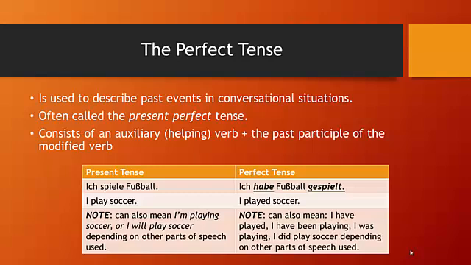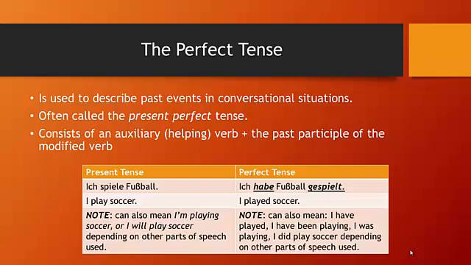Let's look at an example here. Ich spiele Fußball, for instance, being a present tense statement on the left, meaning I play soccer. It can also be interpreted as I'm playing soccer or I will play soccer, depending on other parts of the speech that are used. Now, looking on the right at how the statement would be expressed in the present perfect: ich habe Fußball gespielt. So just like in the present tense, there are multiple ways of interpreting this statement.